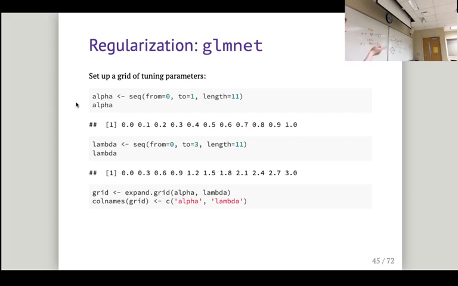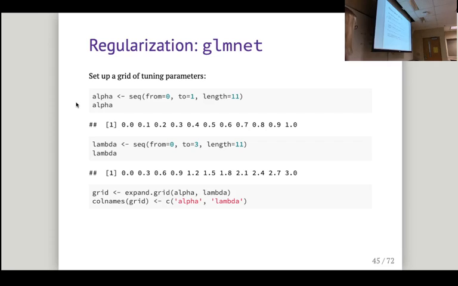So, Shelby, yes? If alpha equals 0 is ridge and alpha equals 1 is lasso, is anything that's not 0 a combination of both? Anything that is not 0 is a weighted combination of both. So alpha between 0 and 1 is something that's not quite ridge and not quite lasso.